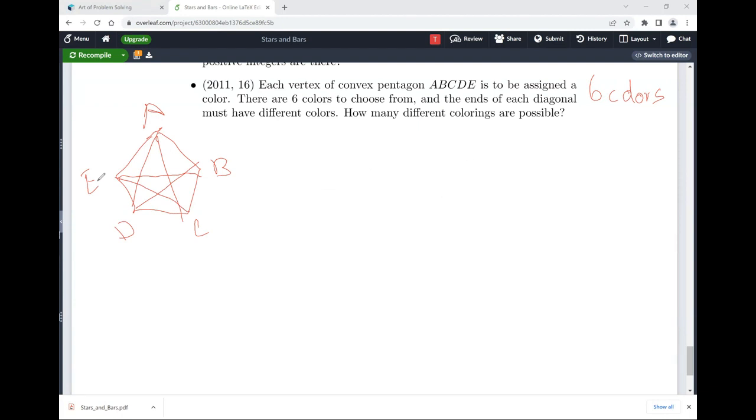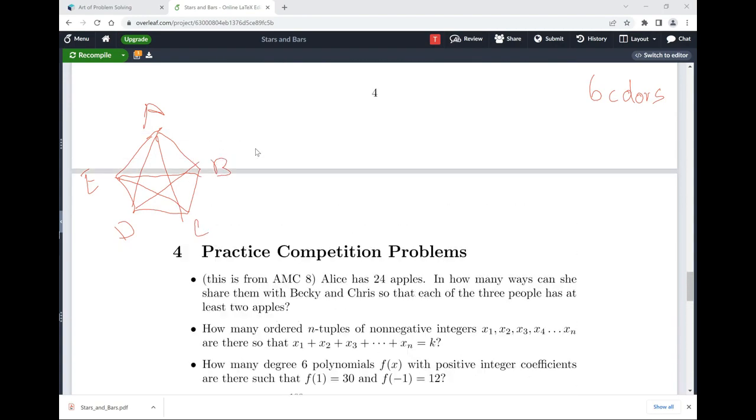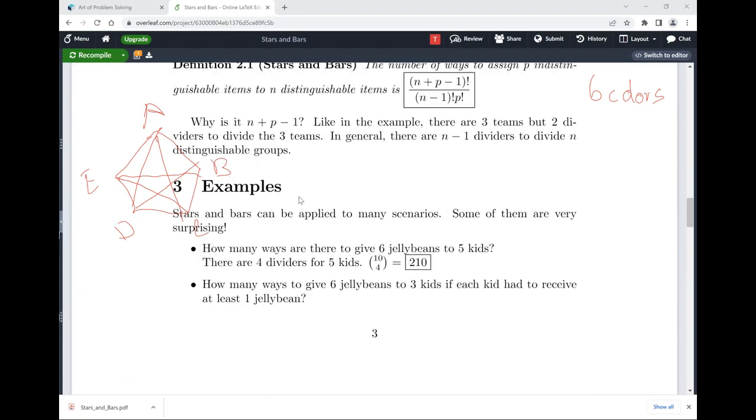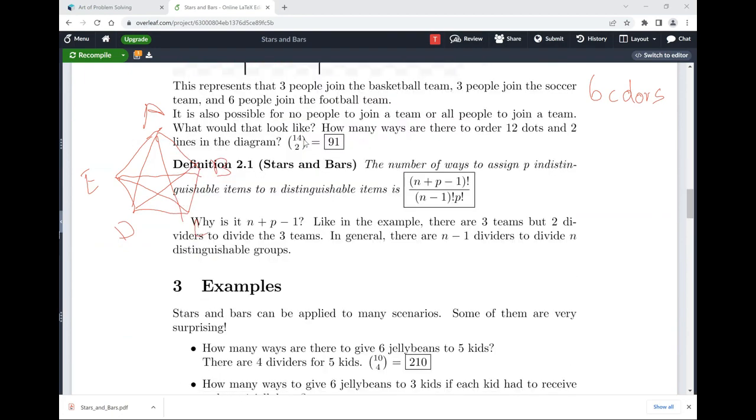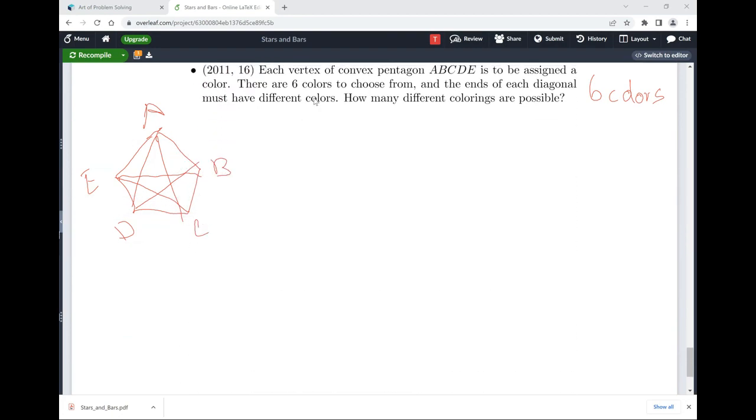So we have 6 colors. I think the most optimal way would be doing casework. However, even though this is a stars and bars class, you still might have to do casework, because this lesson also covered basic counting things, like permutations and combinations. And that's what this problem really comes down to. So you have to do casework on the colors.